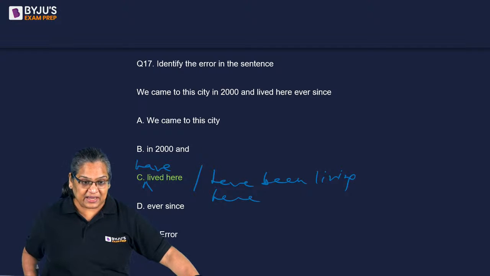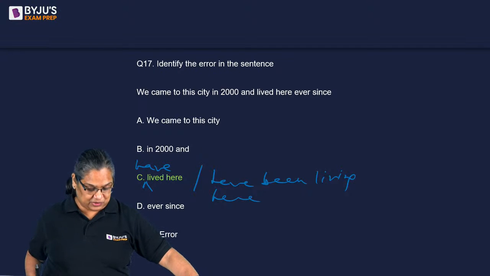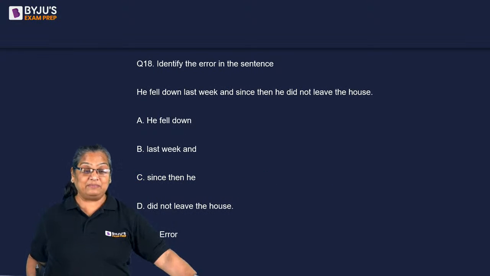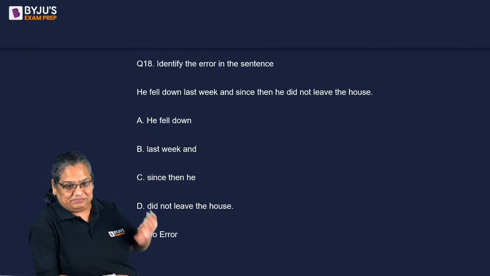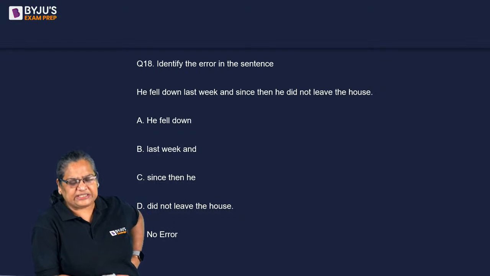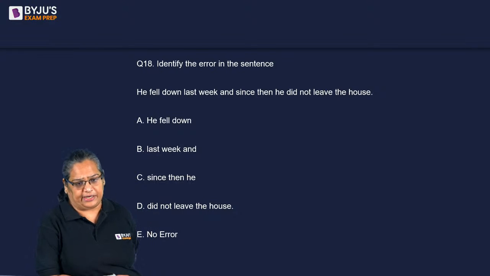Oh, you said C? I'm sorry, I saw it as something else. Okay, I'm sorry. Then I saw some other answer. "Have been living here." I'm sorry. Okay. I saw it as D. My mistake. I will not say "my bad." "My bad" is wrong English.